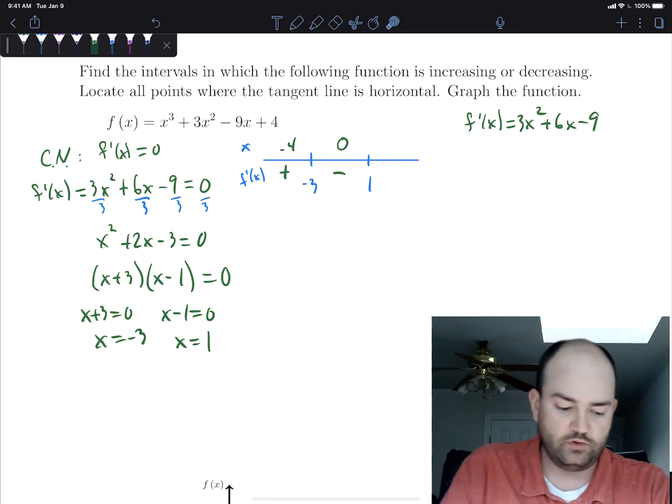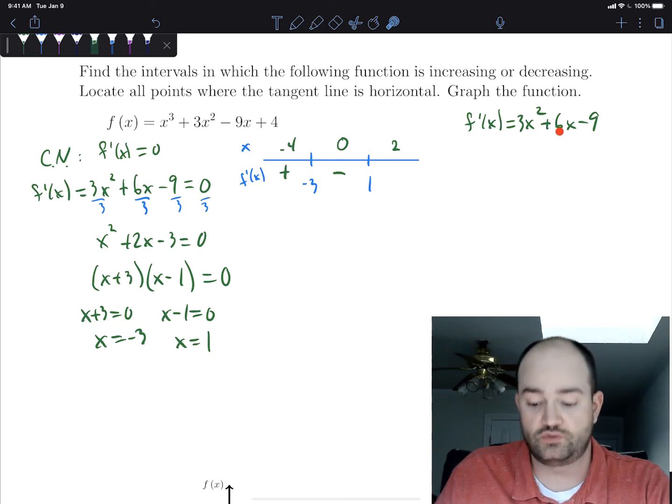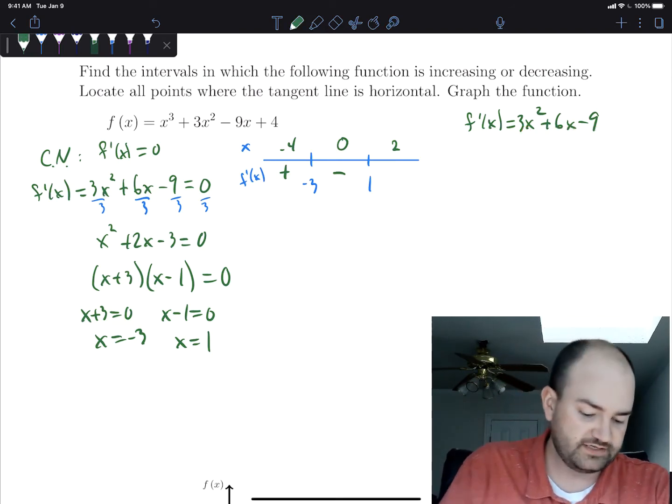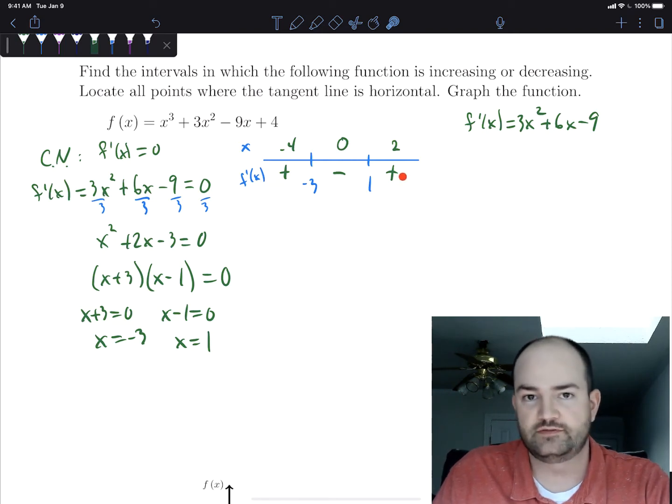And then to the right of 1, I might as well choose something like 2. If I plug in 2 here, 2 squared is 4, 4 times 3 is 12, 2 times 6 is 12, so 12 plus 12 is 24, minus 9 is 15, which makes that positive. So in these regions, the derivative is positive, the derivative is negative, and the derivative is positive.